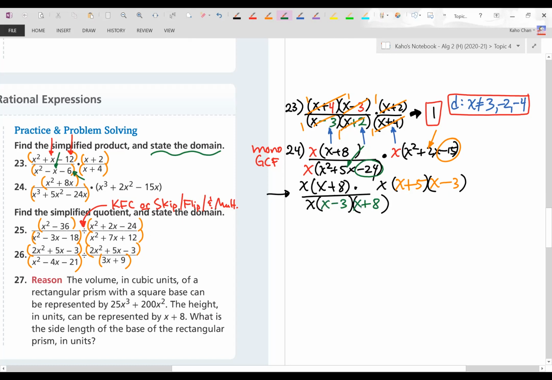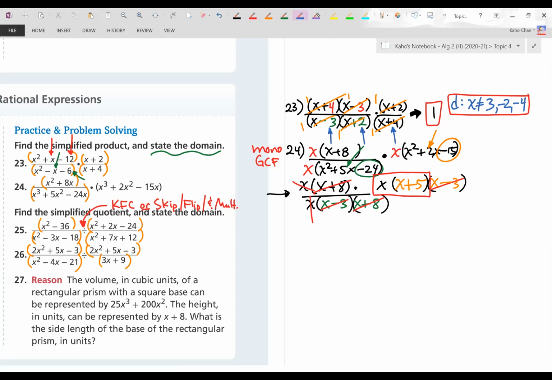Look at everything. What goes away? We have a lot that goes away. Bye-bye, those x's go away. Oh, x plus 8 goes away. Yay. How about this one? x minus 3's go away, leaving x times x plus 5 as your simplified quotient.